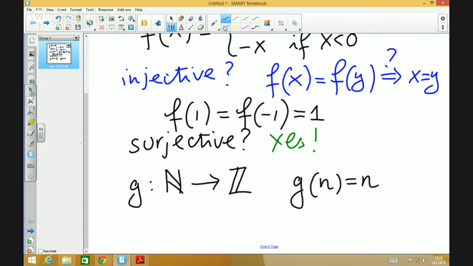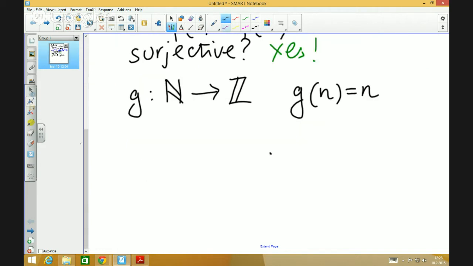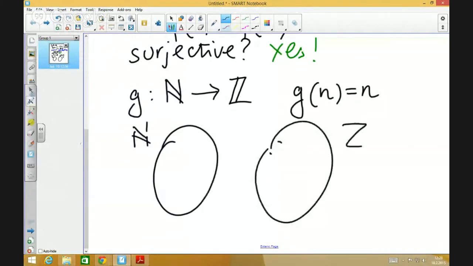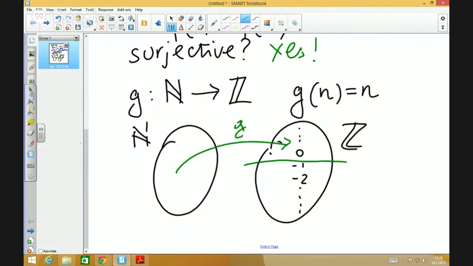So pictorially, here we have our N, here we have our Z, 0, -1, -2, and down the spiral like Alice in Wonderland, then that's the part that you can get. You get up to here, that's where actually g goes. You cannot get any of the negative numbers that way. So that's injective, but not surjective.